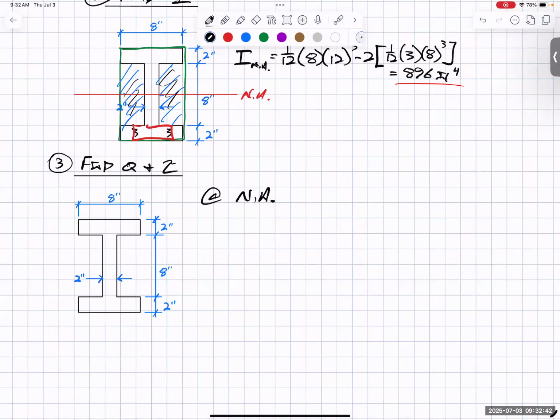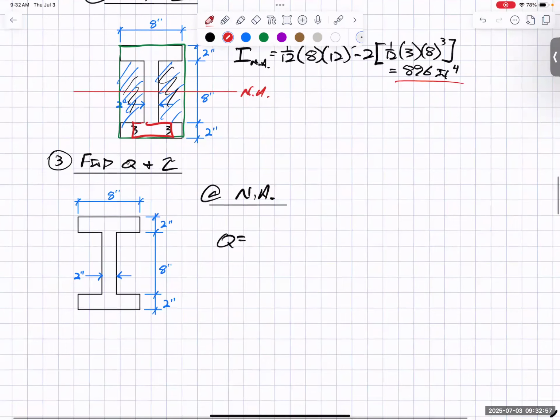We mentioned before it's where the shear is going to be maximum. It's what we care about probably most, right? So we said Q is equal to A prime Y bar prime. Well, my neutral axis is right at the midpoint. You get the idea. It's right here, right? Does that look like about the midpoint?